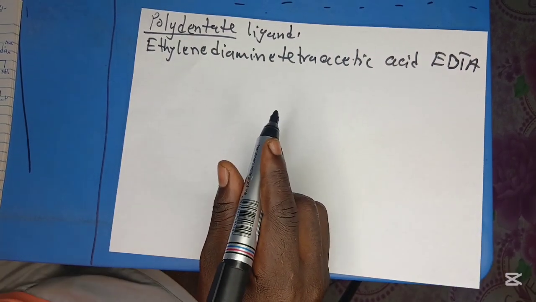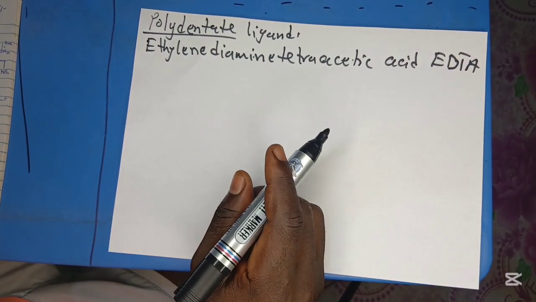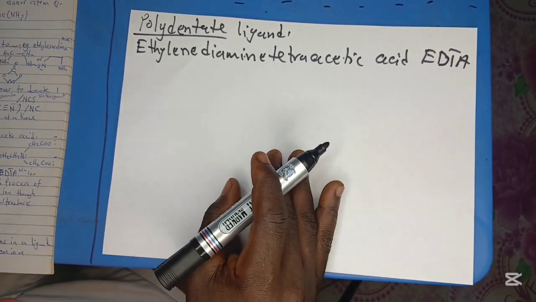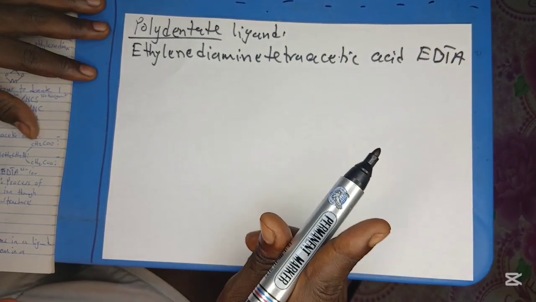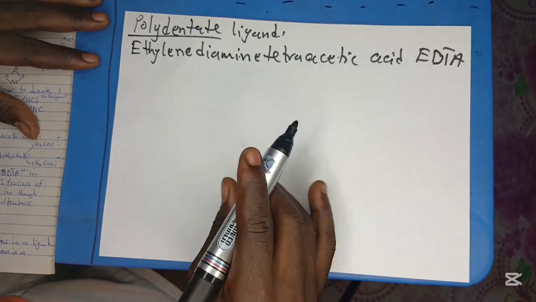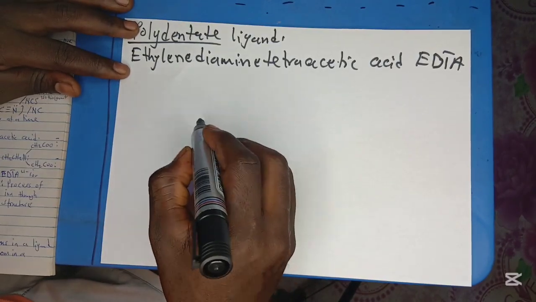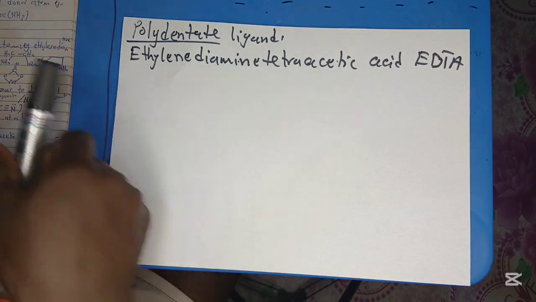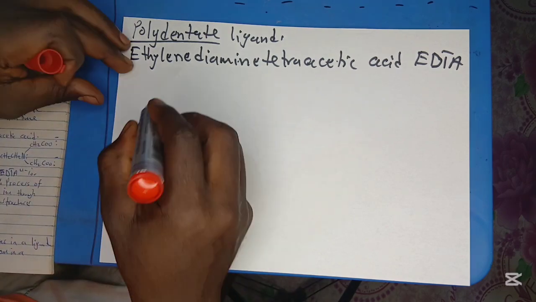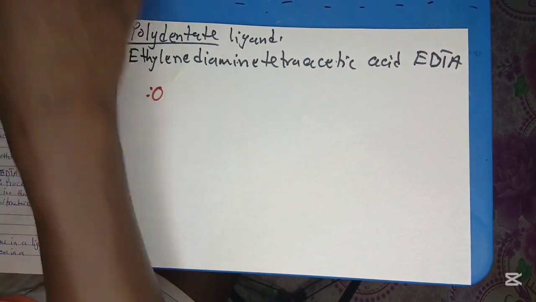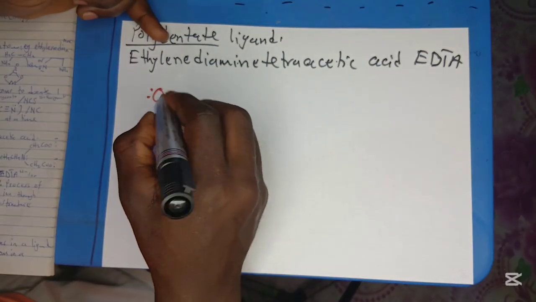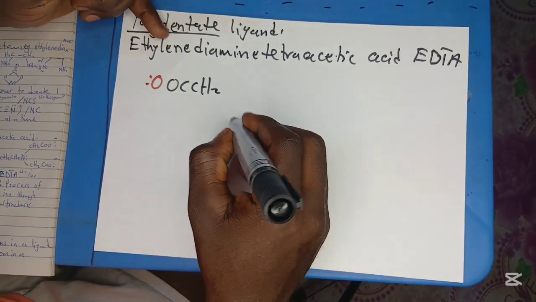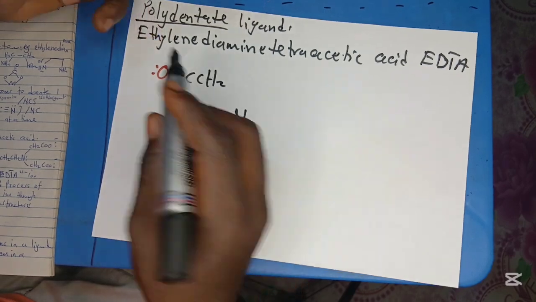It's a polydentate ligand because it has more than two donor atoms. It has more than two donor atoms which can donate electrons at a time to form a bond with the metal. So let me draw the structure of EDTA to show you something. The structure of EDTA is we have O double bond, O, CCH2. You have a nitrogen here.